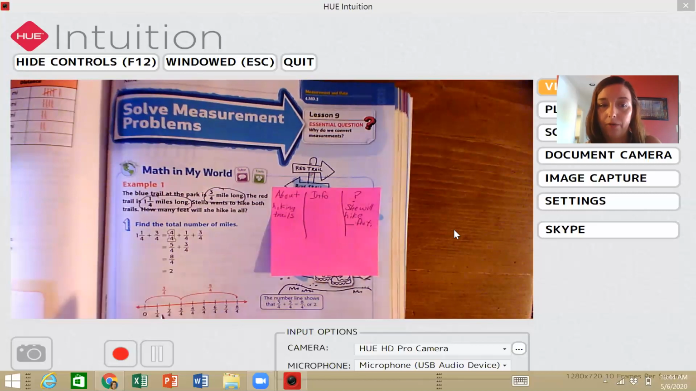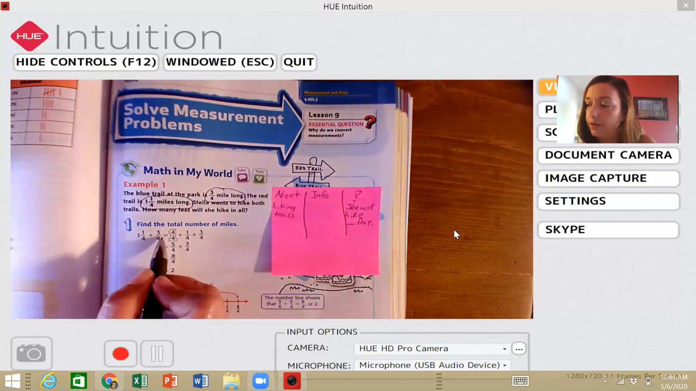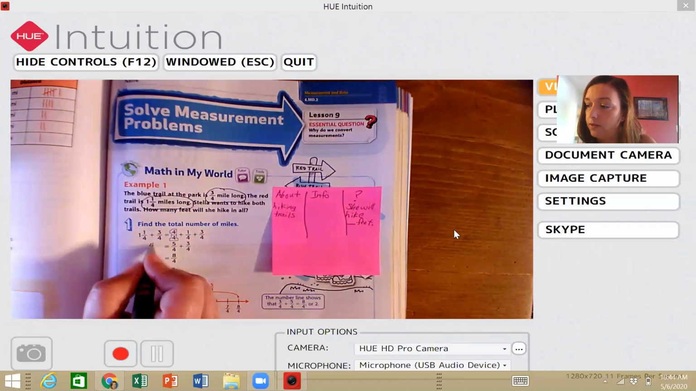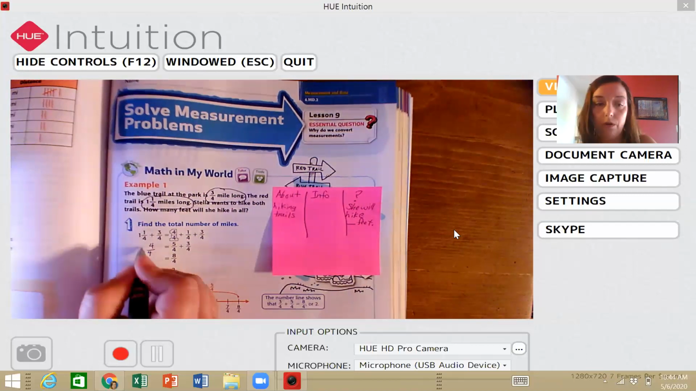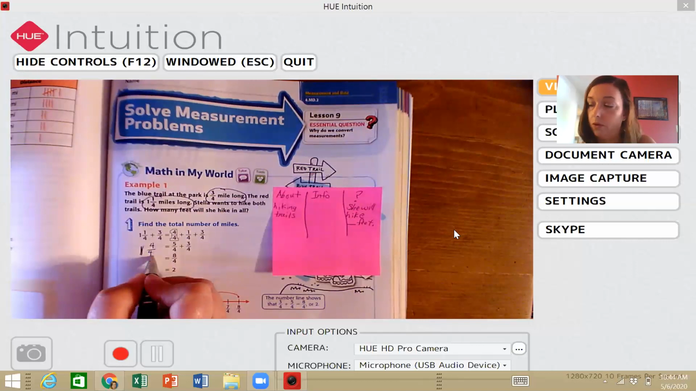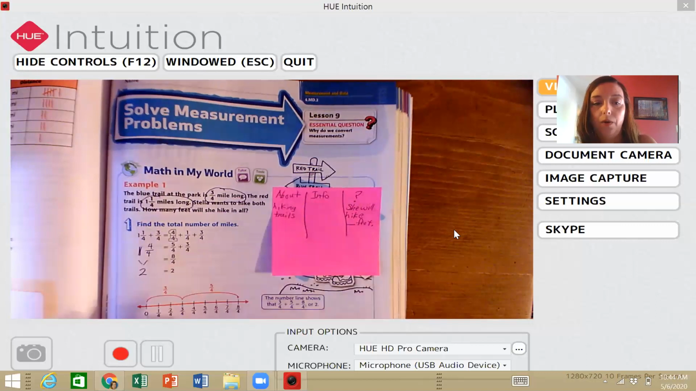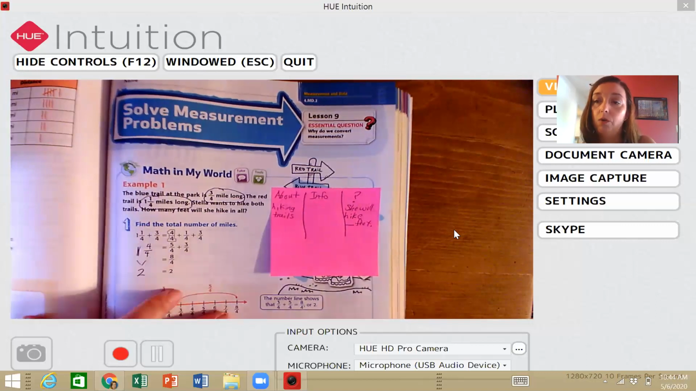Let me show you another way. If we were to add the fractions 1/4 and 3/4, that would give us 4/4. So this would be 1 whole and 4/4. And we know that 4/4 is 1 whole, so this would be 2, right? Okay, so we know that she walked 2 miles, okay?